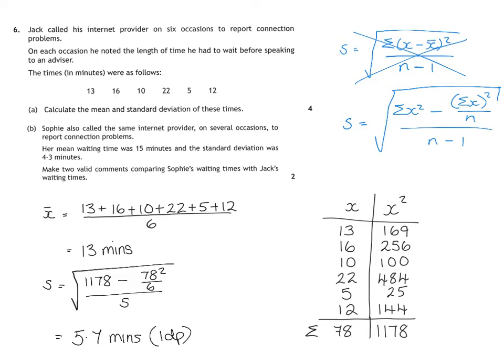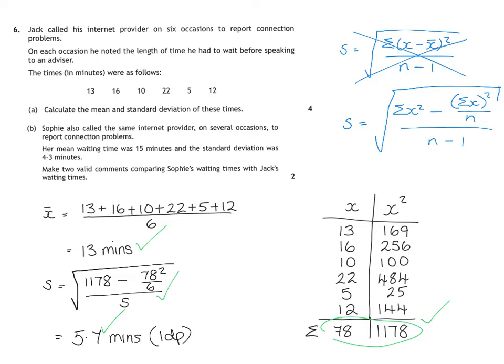Right, so for part A anyway, the marks that you get for this working: you get 1 mark for finding your mean, you get 1 mark for these two, so the sum of x and the sum of x squared, 1 for subbing into your formula correctly, and the 4th mark is for your answer once you've put it into your calculator. So even with a small mistake somewhere, you can still pick up quite a lot of marks for these questions.